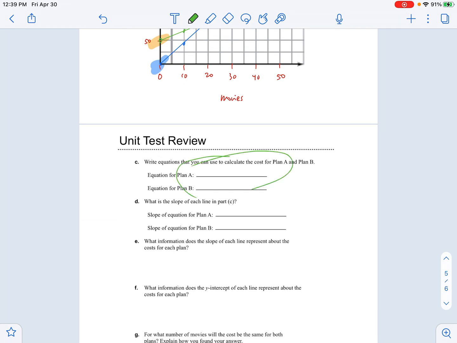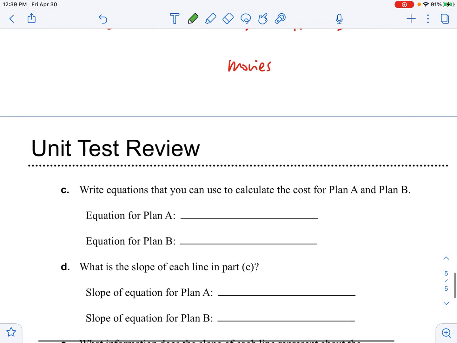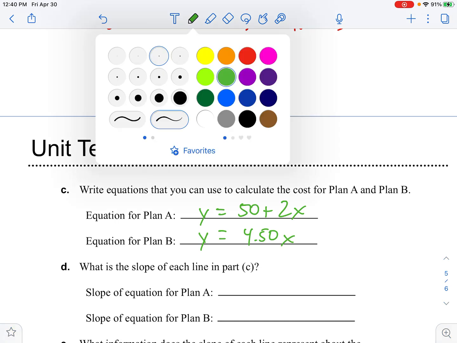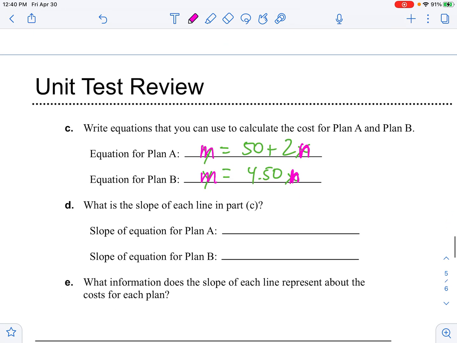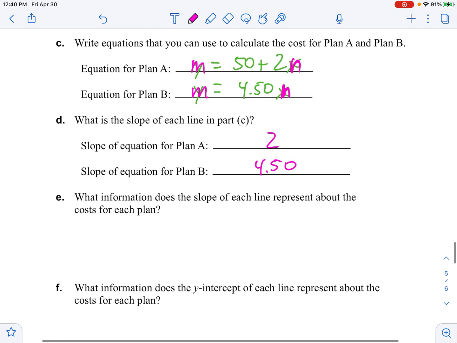All right, the equation we already built. Okay, I'll write it down for you. We'll write it down again so we can get it. So y equals, it starts at 50 and it changes $2 each time. And the other equation is y equals, it's $4.50 per movie. And I believe we used letters for these. So we had an N for this one and maybe money for this one. What's the slope? The slope is 2 for the first one and $4.50 for the second one.